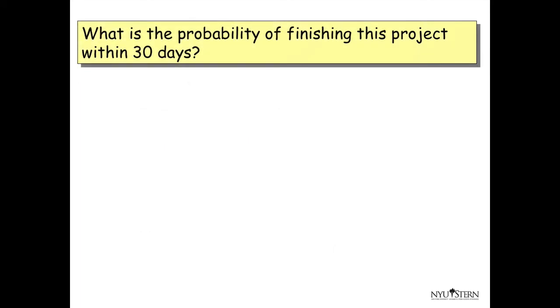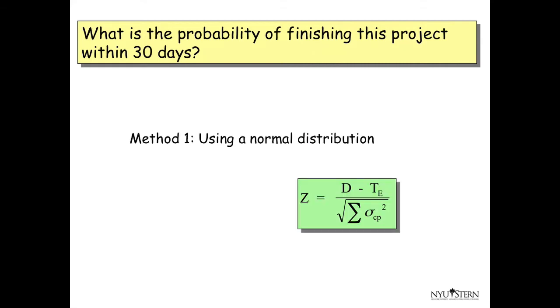Next, we would like to find out the probability that the project will last more than 30 days. To do this, we will use a normal approximation of the project duration, which is justified due to the central limit theorem. So we're going to compute the z-score using d as 30 days minus te as the expected duration of the project, which is 29 days, and divide by the standard deviation of the project duration.